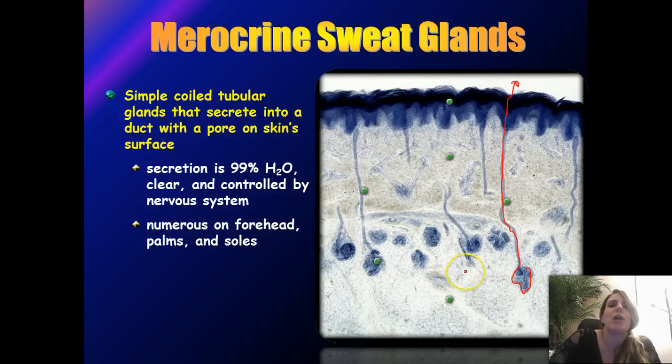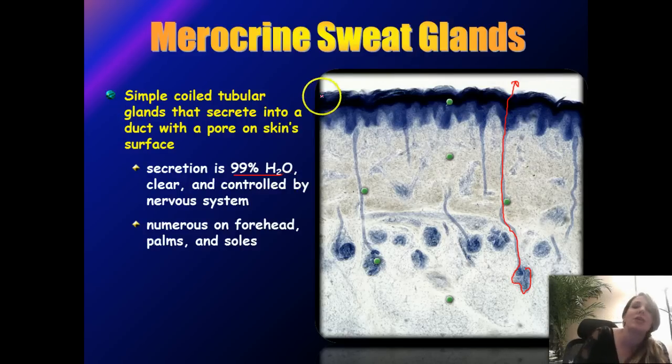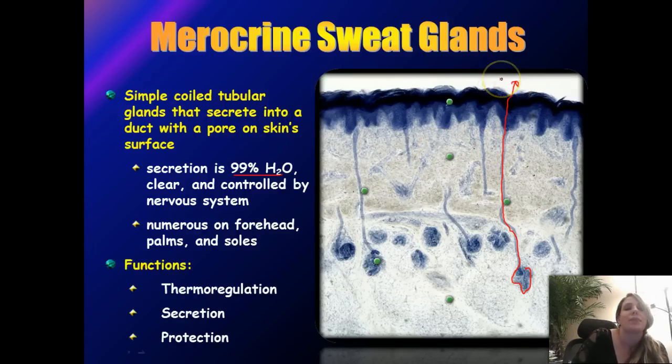So most of the sweat coming from merocrine glands is water. 99% water, it's clear, and this is under involuntary control by the nervous system. So your nervous system is going to receive messages from the brain on what your temperature homeostasis is like. Are you hot, are you cold? And if you're hot, signals are going to be sent through neurons to your merocrine glands, and it's going to say start producing sweat and releasing it. Okay, so these are exocrine glands. They secrete the sweat to the outside of the body.